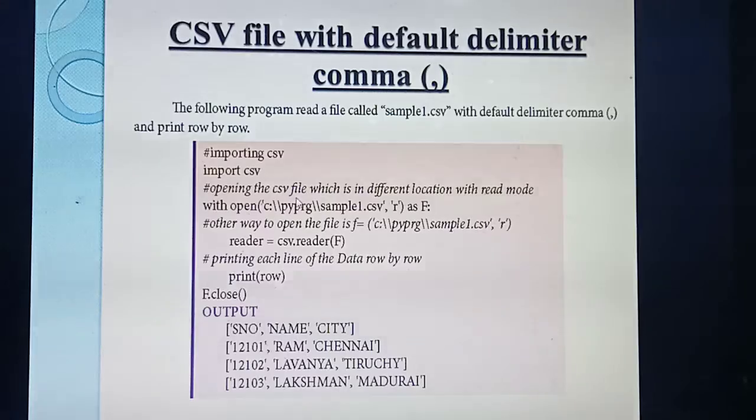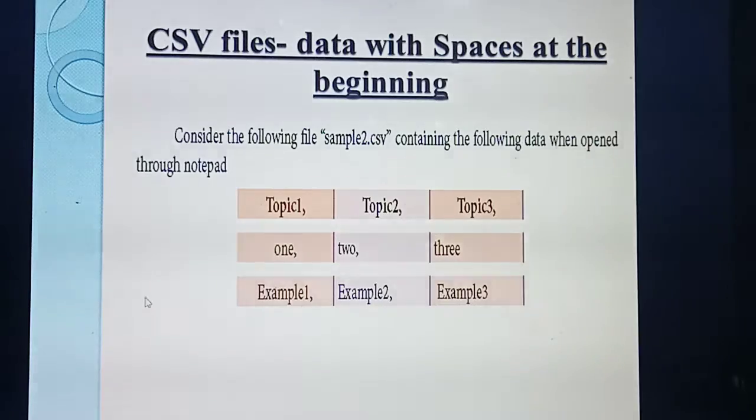That means this sample1.csv is a file like this. See, all the things are arranged row by row, separated using commas. Understood? That's a CSV file with the default delimiter comma. Likewise, they will ask for 5 marks each: CSV delimiter with comma, CSV delimiter with double quotes, CSV delimiter with space. This is all very, very important, so I am explaining again and again.